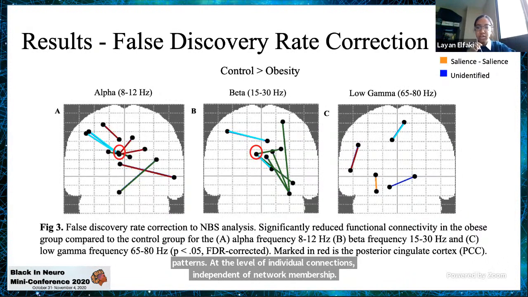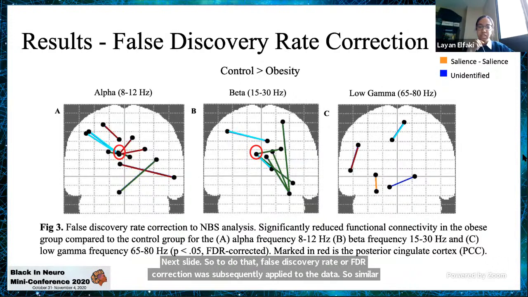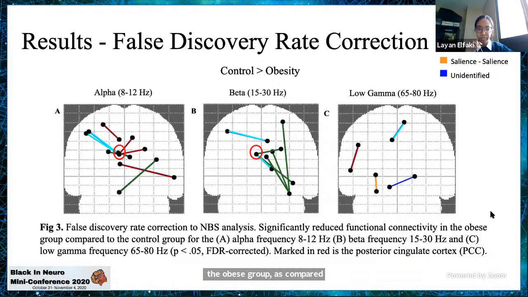As we can see here, for the alpha, the beta, and the low gamma frequencies, not only was activity within the DMN impaired, so DMN to DMN connections, but also connectivity between the DMN and external networks. This includes the visual, the salience, and the sensory motor networks. I also want to draw your attention here to the posterior cingulate cortex, which I've circled in red, which was significantly affected in both the alpha and the beta frequency.